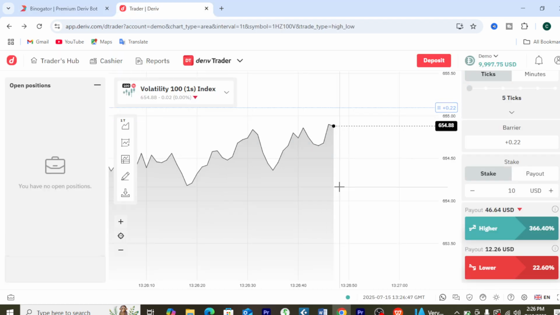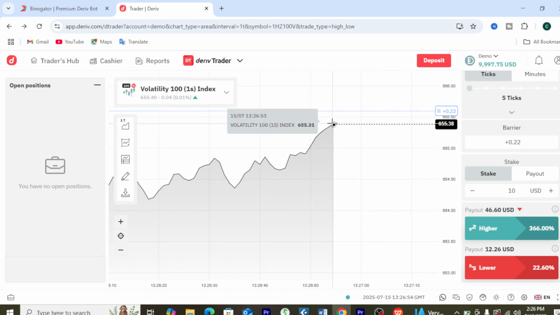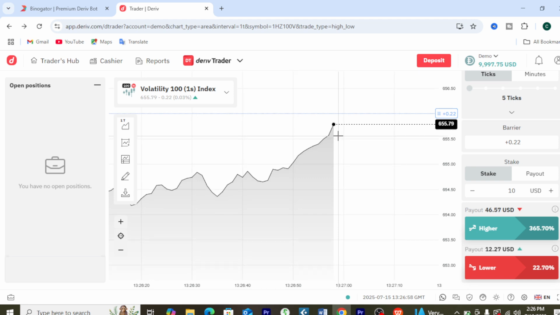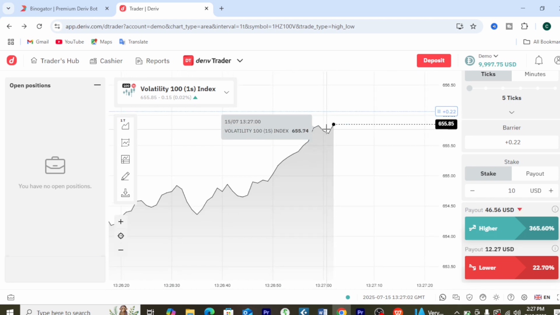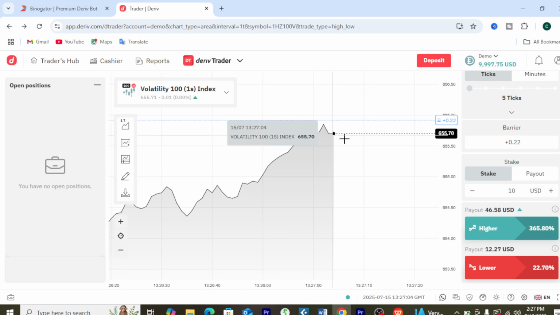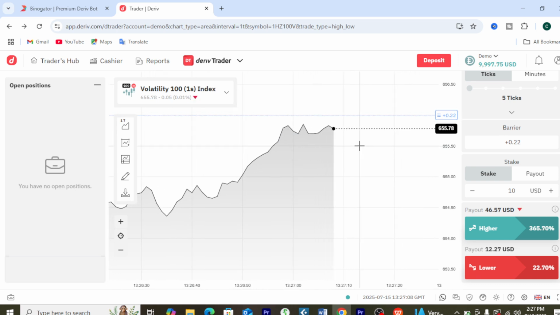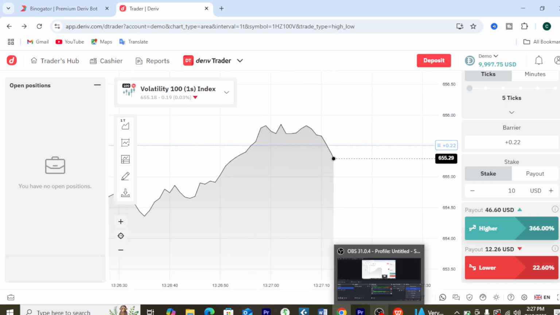Then the condition for this, let me go to the Deriv trade and explain it. I want to tell the bot that whenever the price moves lower 3 times, the bot should buy. So this is what I'm telling the bot. The price moved lower 3 times. 1, 2, 3. Whenever it moves lower 3 times, the bot should buy. So this is a strategy I want you all to test out yourself.